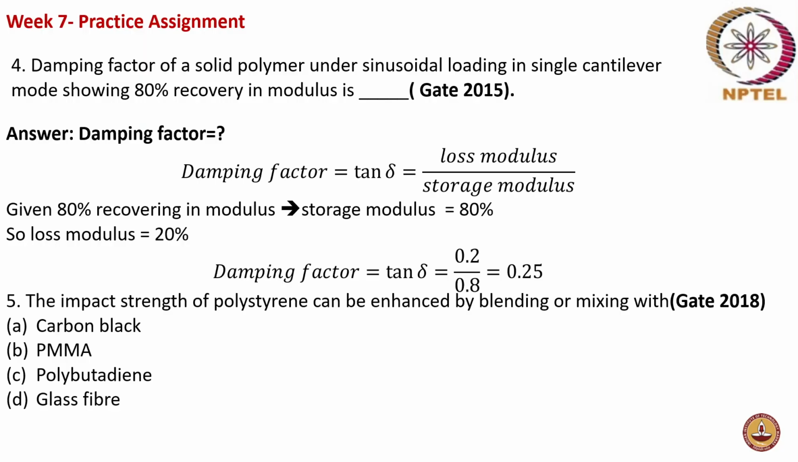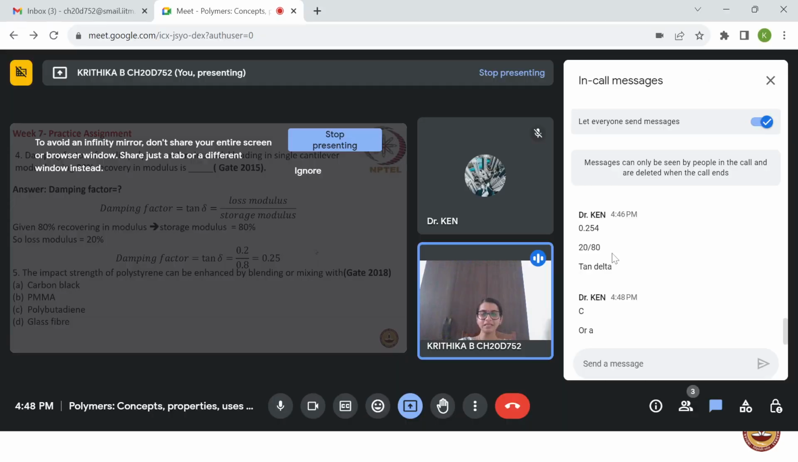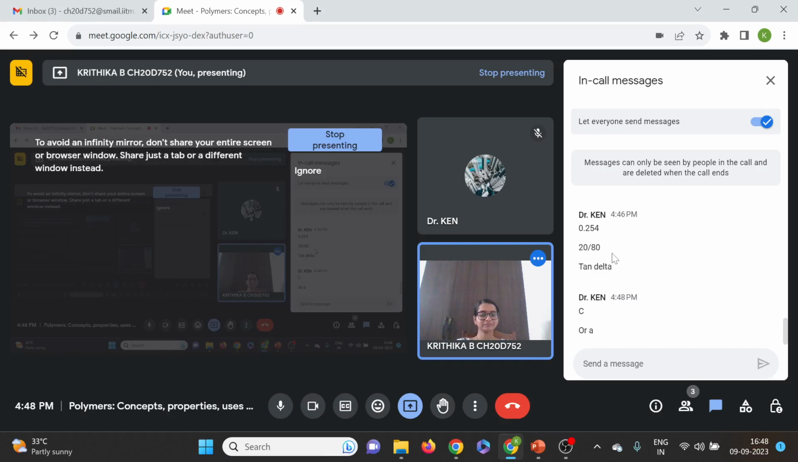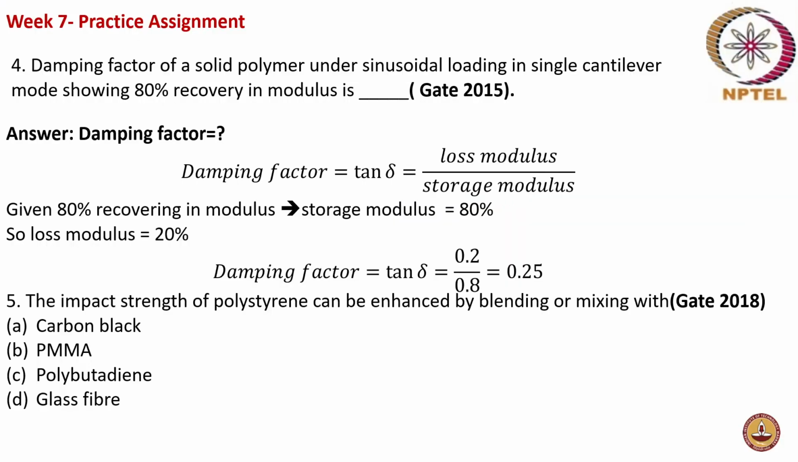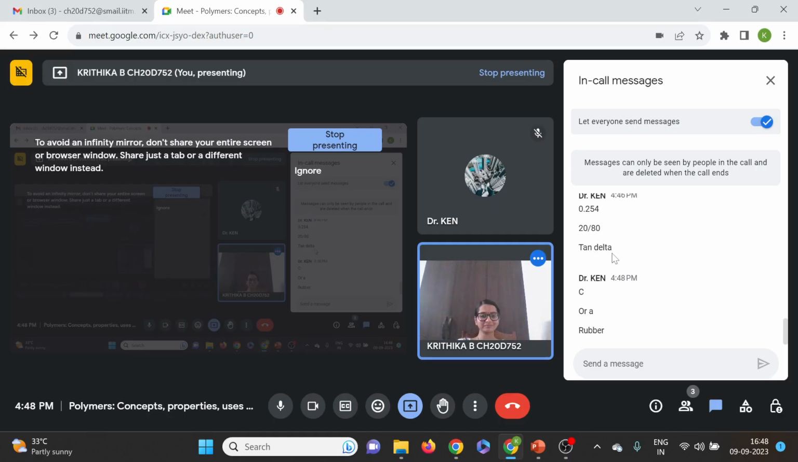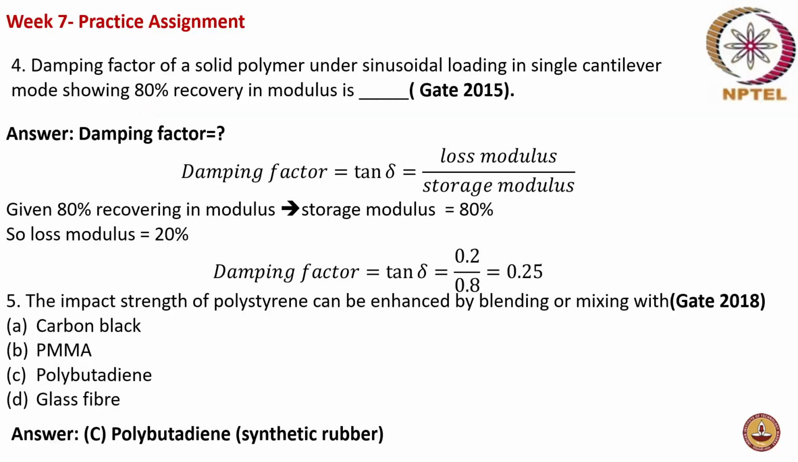C. Perfect. Yes. Why C? Okay, you're saying C or A. So which one is the final answer? Yeah, okay. Since I told C, it's a rubber. Yes, perfect. So the answer is when you mix polystyrene with polybutadiene, which is nothing but a synthetic rubber, the impact strength is enhanced. This is again a GATE 2018 question.